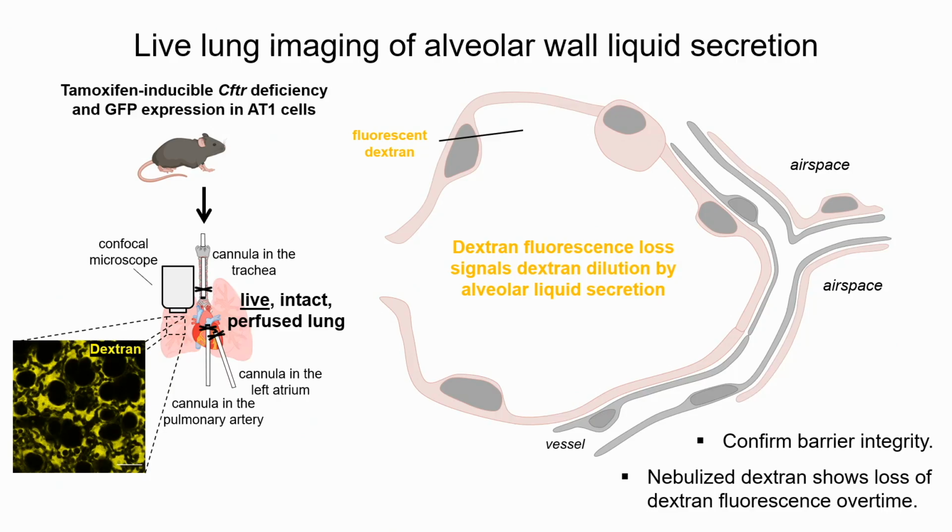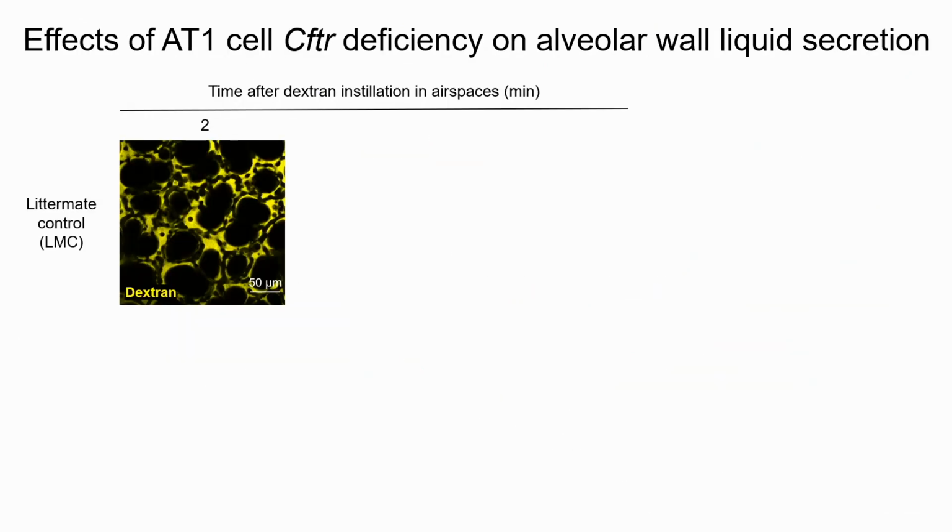And so by using our established method of micropuncture, we studied the effects of alveolar type 1 cell CFTR deficiency on alveolar wall liquid secretion. So this first image here I'm showing is an alveolar field from a littermate control mouse. The fluorescent epithelium is digitally removed so that we can just focus on the dextran fluorescence in the alveolar airspace.